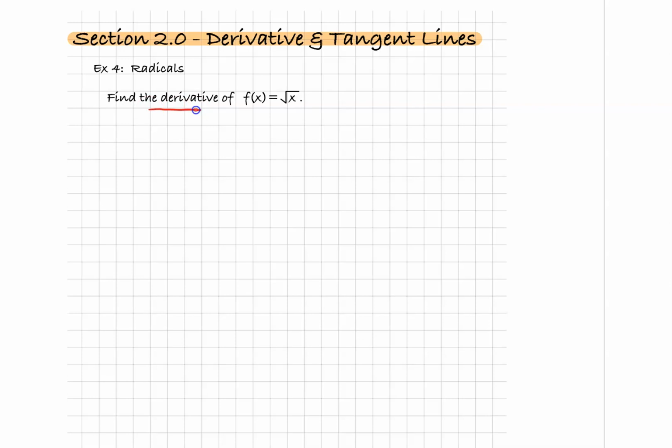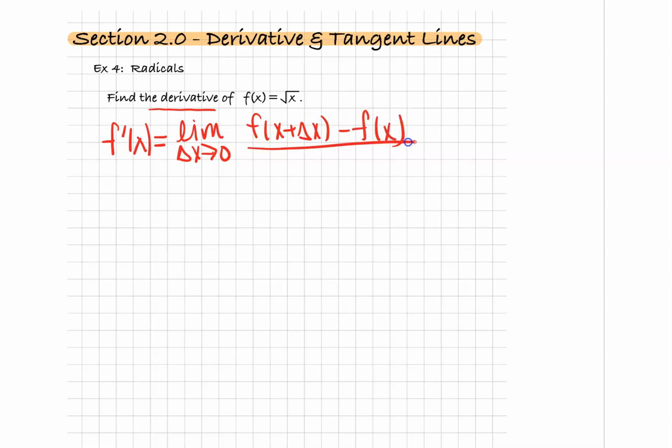Okay, I need to find the derivative. So first thing I'm going to do is write the definition of a derivative. f prime of x is equal to the limit as delta x goes to 0 of f of x plus delta x minus f of x all over delta x. I would write that every single time I'm doing this. Now, we know what f of x is. It's the square root of x. So f of x plus delta x would be the square root of x plus delta x.